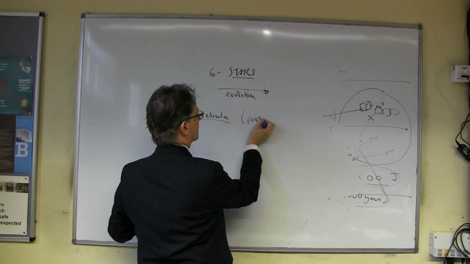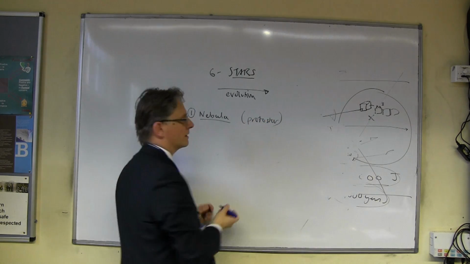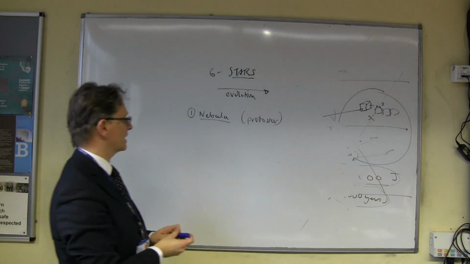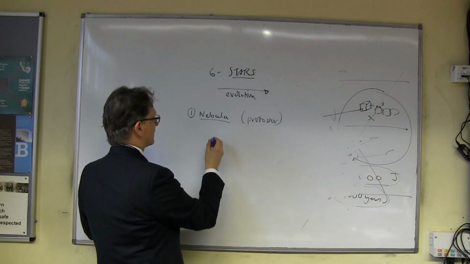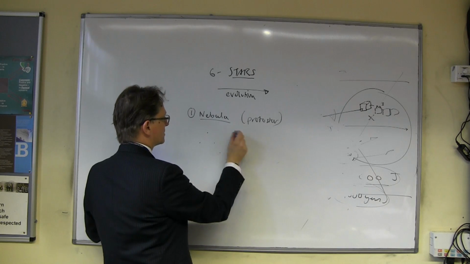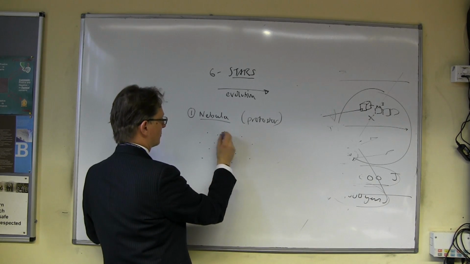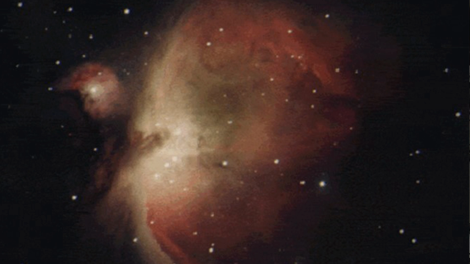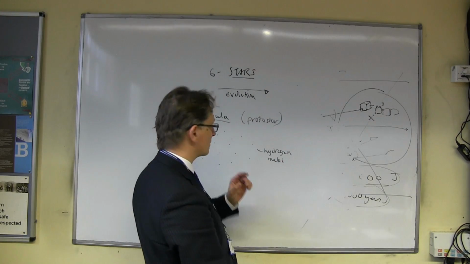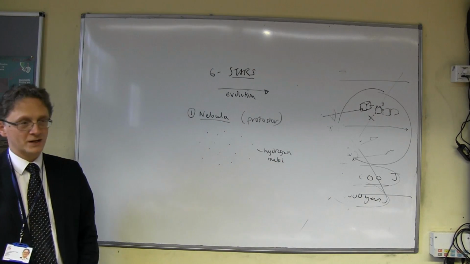Some books call it a protostar. I don't know why, but you'll hear both words used together. All right. A nebula is very simple. It's just a big cloud. There's a picture of one on the board there. It's a famous one called the Orion Nebula. And it's basically made of, now let's get this right, it's made of hydrogen nuclei. Okay, not atoms. These little dots are nuclei from the hydrogen atom.